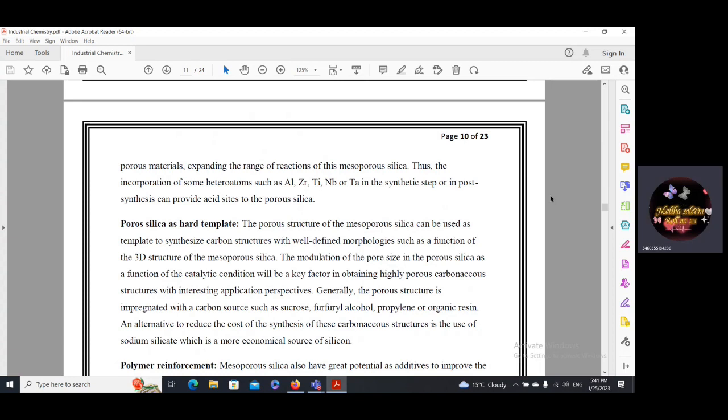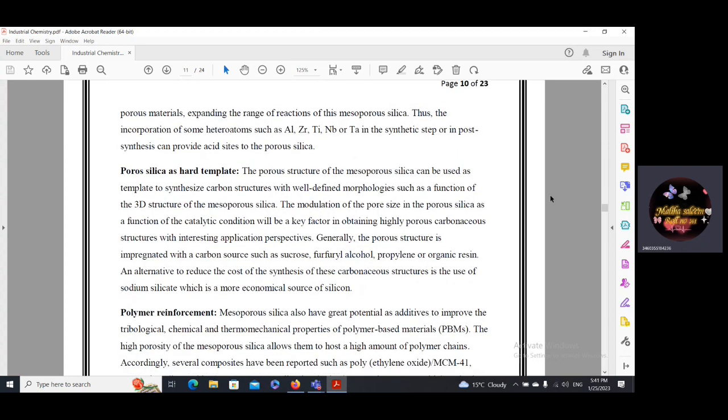The incorporation of some heteroatoms such as aluminium, terbium, titanium, niobium, in the synthetic step or in synthesis can provide acidic sites to the porous silica.